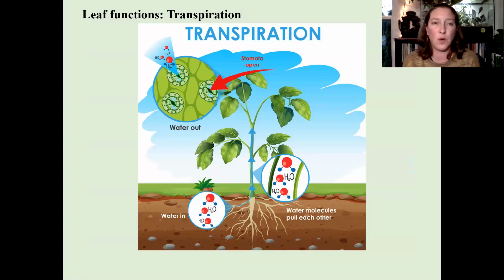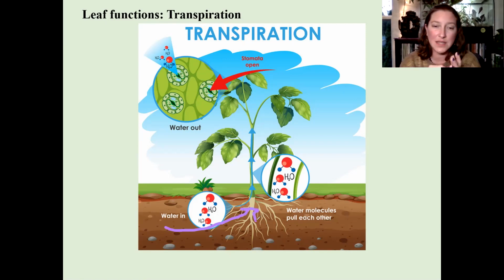Okay. So photosynthesis is one thing that leaves do. Another thing that leaves do is something called transpiration. Transpiration involves water. And so again, we will talk about this in more detail when we get to the plant physiology lab. But just to give you an idea, right? So again, water is coming in at the roots.